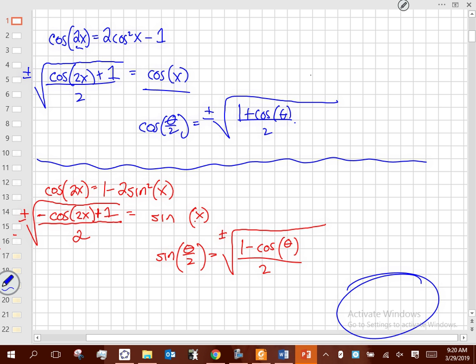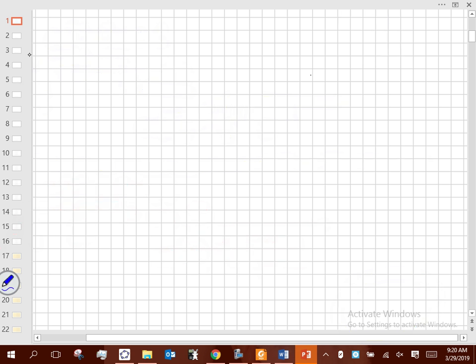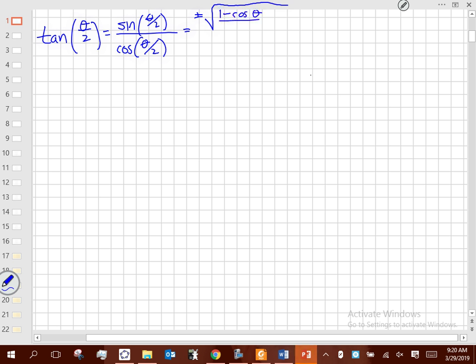Now, let's find the half angle formula for tangent. Okay, if I want to find the half angle formula for tangent, we're going to say the tangent of theta over 2 is equal to, isn't it, sine of theta over 2 divided by cosine of theta over 2. Do you guys agree with that? Sine of theta over 2, we just figured that out to be plus or minus the square root of 1 minus cosine theta over 2.